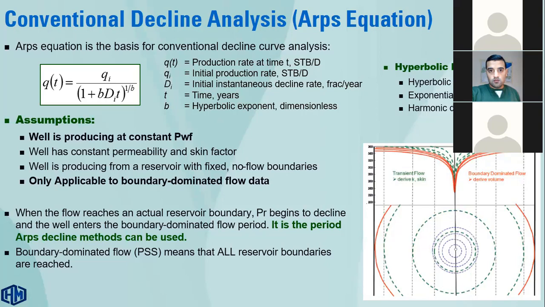So what does boundary dominated flow mean? In this flow regime, the partial P over partial t, or the rate of change of pressure with time, is constant. In other words, this means the reservoir pressure will decline throughout the entire reservoir at a constant rate, or we have constant reservoir pressure decline with time.